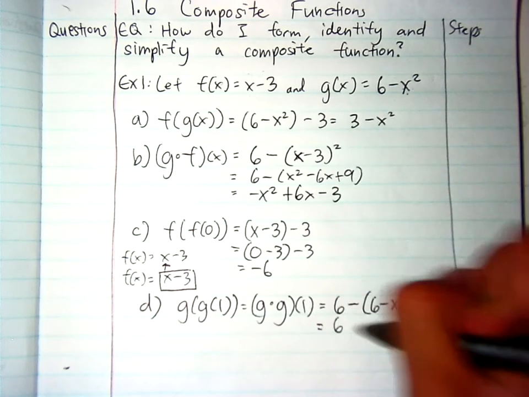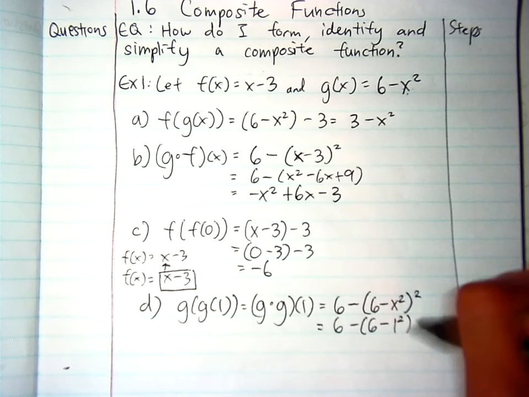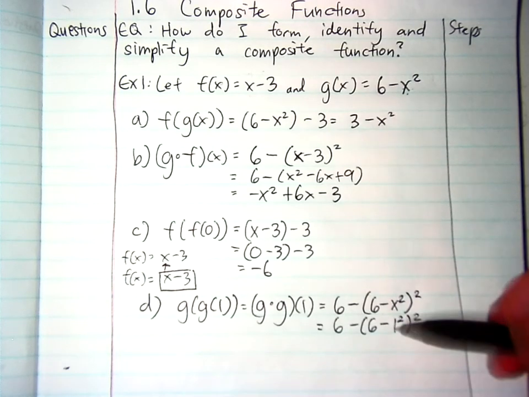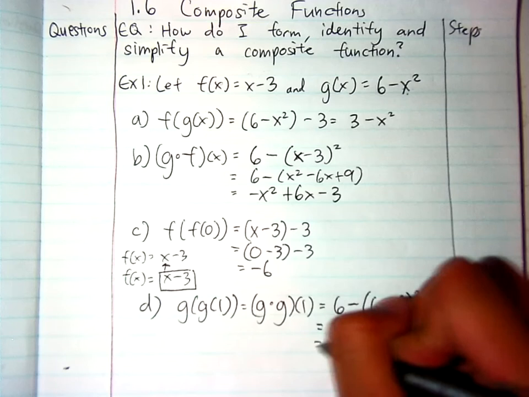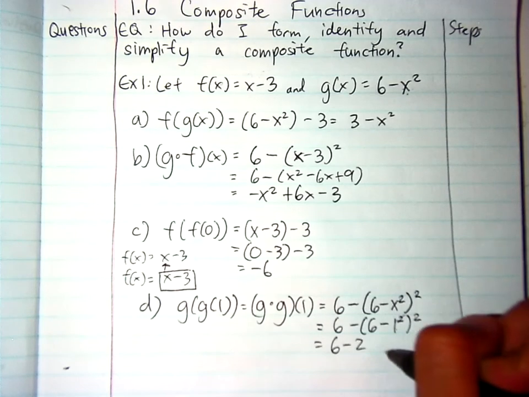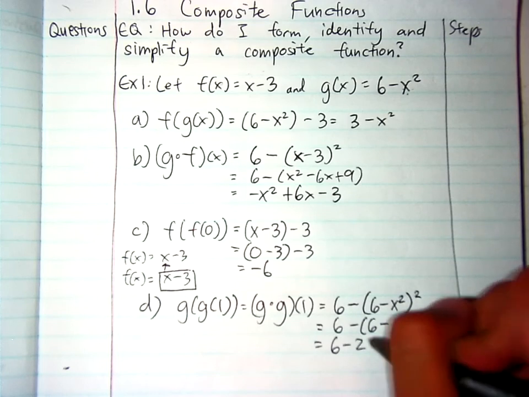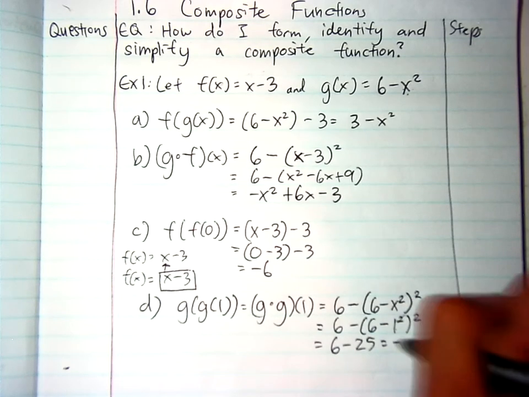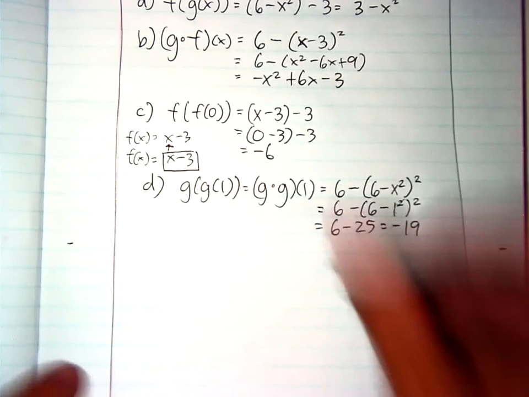So it'll be 6 minus 6 minus 1 squared, squared. 1 squared is 1. 6 minus 1 is 5. 5 squared is 25. So it'll be 6 minus 25, and then it would be negative 19. Sorry. And then that should be it. Okay, so let's do another example.